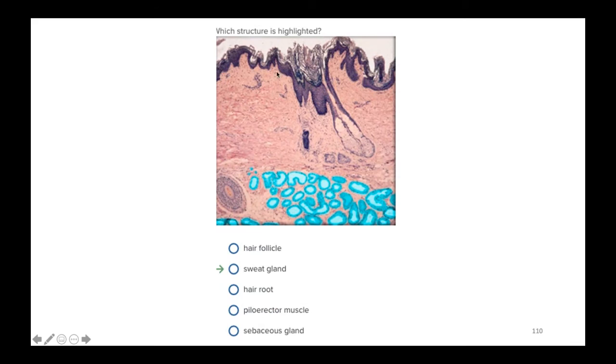Okay, here again is the skin. Up here is the epidermis. And then way down here, these are sweat glands. Okay, these are your sudoriferous glands, sweat glands.